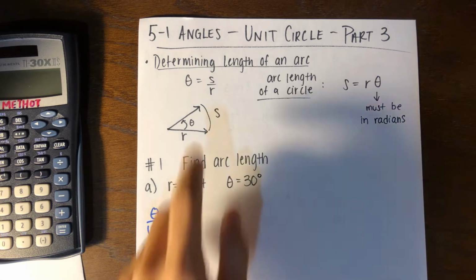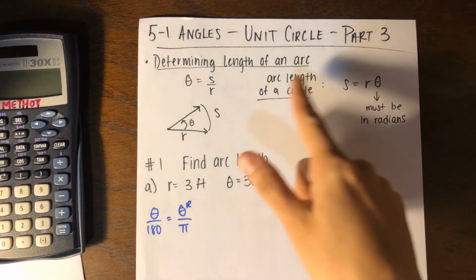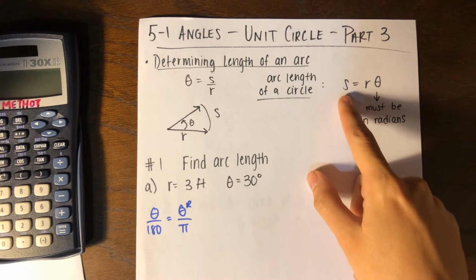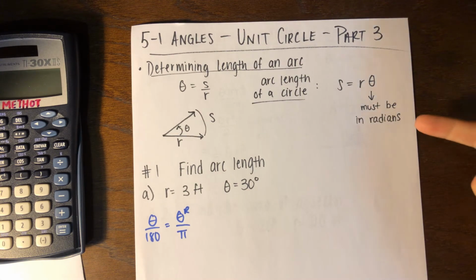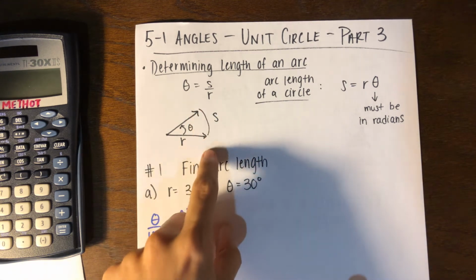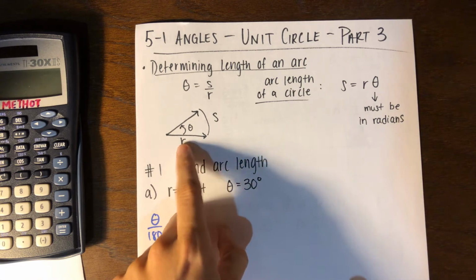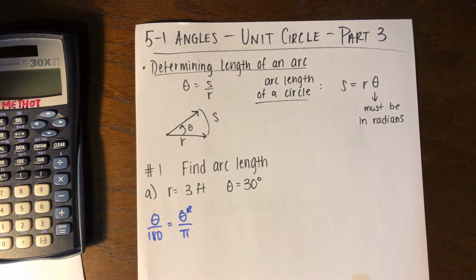Okay, so we have theta equals the arc length divided by the radius. The arc length of a circle is S, right? So if we equal that to the radius times theta, but remember that theta must be in radians. This is what an arc looks like, this curve. That's the arc length. We have a radius and our measure. The radius can be here or it could be here, okay?